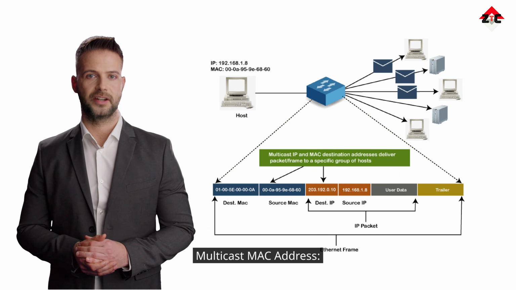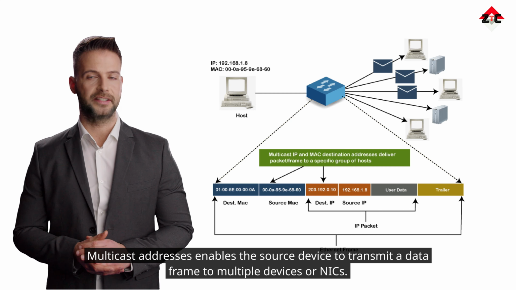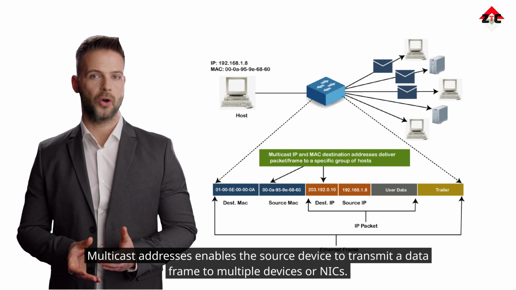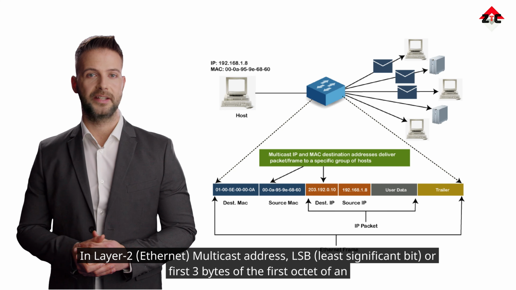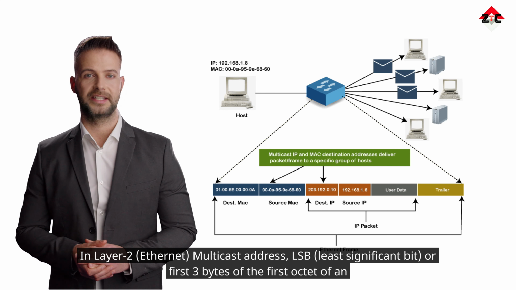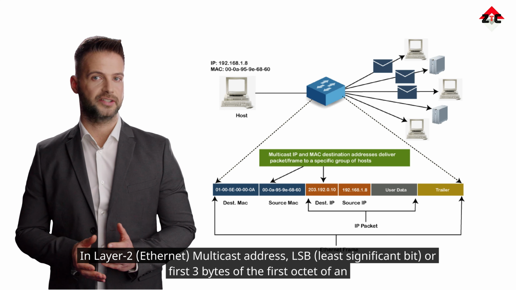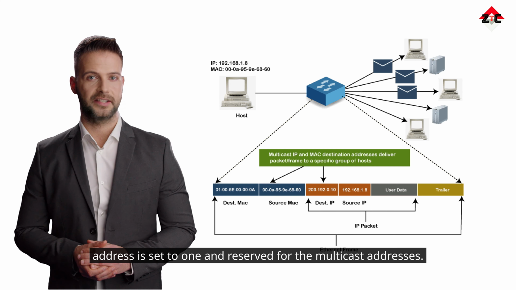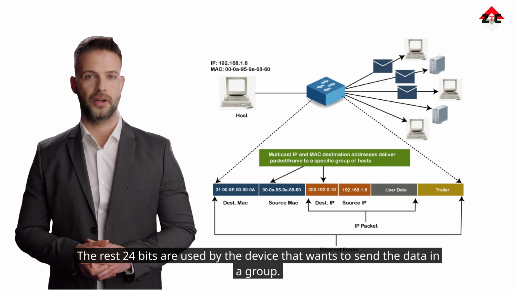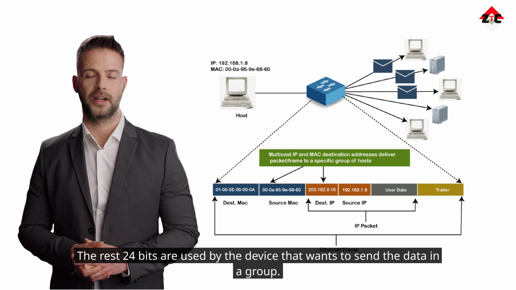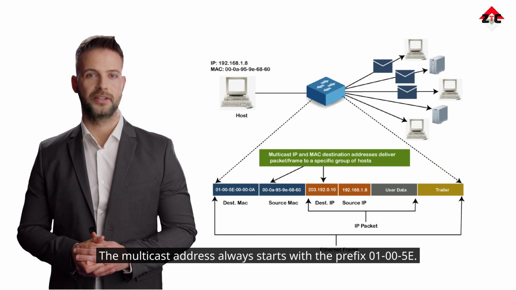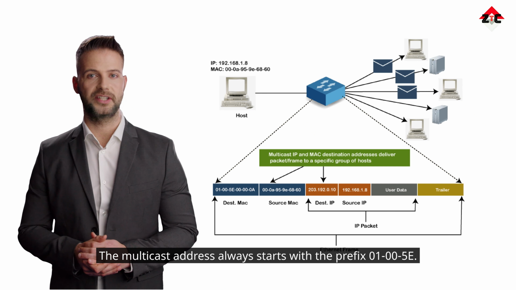Multicast MAC address. Multicast addresses enable the source device to transmit a data frame to multiple devices or NICs. In Layer 2 Ethernet multicast addresses, the LSB, least significant bit, of the first octet of an address is set to 1 and reserved for the multicast addresses. The remaining 24 bits are used by the device that wants to send the data to a group. The multicast address always starts with the prefix 01-00-5E.